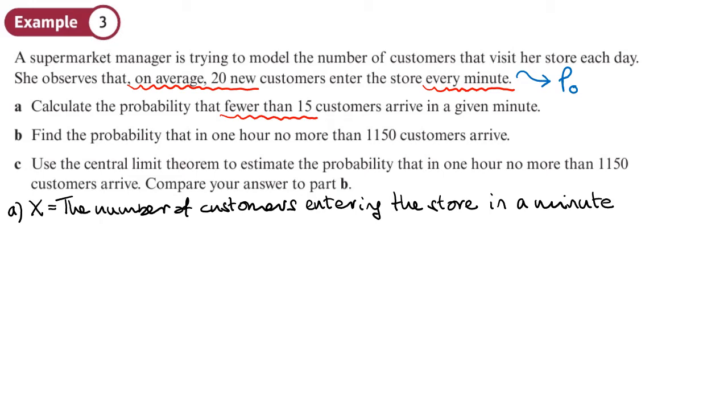So we know that this random variable x, the number of customers entering the store, is a Poisson distribution, and the rate that they arrive every minute is 20, and we want to find the probability that it's fewer than 15. So it's less than 15, doesn't include 15. Now we need to change that to less than or equal to 14 because it's a discrete distribution.